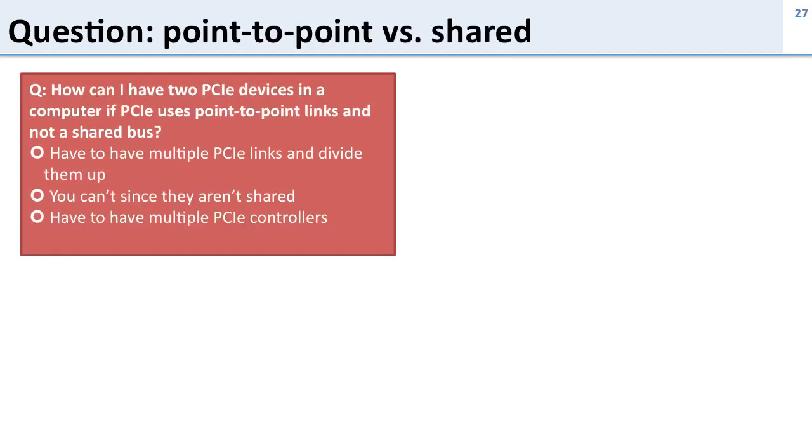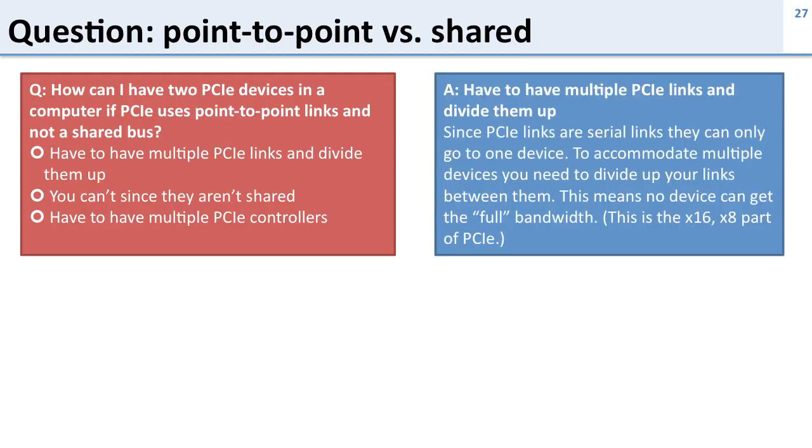So how can we have 2 PCIe devices in a computer if PCIe devices use point-to-point links and not a shared bus? Well, the answer here is we have to have multiple PCIe links and we have to divide them up. So the links in PCIe are serial, so they can only go to one device. If we want to have multiple devices, we have to divide up the links between the devices. This means that none of the devices can get the full bandwidth because they have to share it.